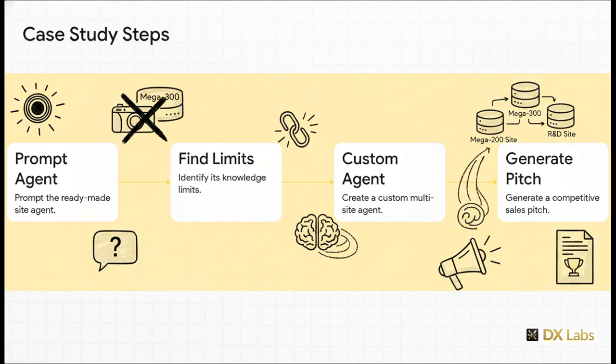So in step 3, the manager creates a custom agent and links it to 3 different SharePoint sites, the Mega 300 site, the older Mega 200 site, and the broader research and development site. Finally, in step 4, using this new custom multi-site agent, they generate a highly competitive, incredibly detailed sales pitch that aggregates data from across the enterprise. This perfectly illustrates exactly why and how you would step up from a basic ready-made agent to a custom one.